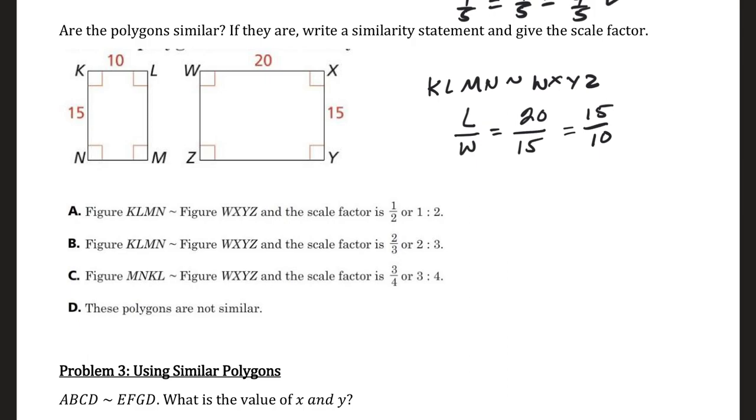Now what you can do is simplify. Here you have 4 over 3, and this is 3 over 2. You notice those are not equal, so they're not proportional. Now you can also do the cross products. Here you have 200, and you know that 200 does not equal 225, so they're not proportional. So the answer is D.